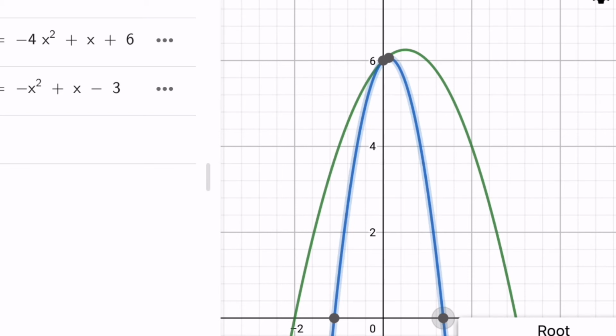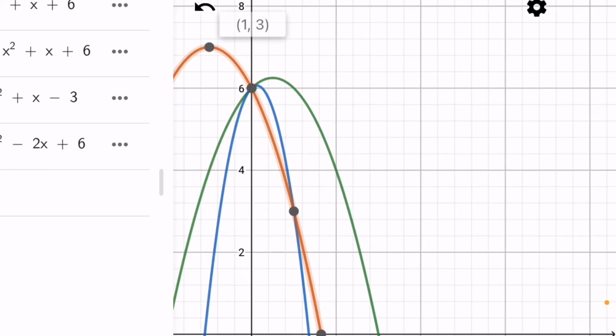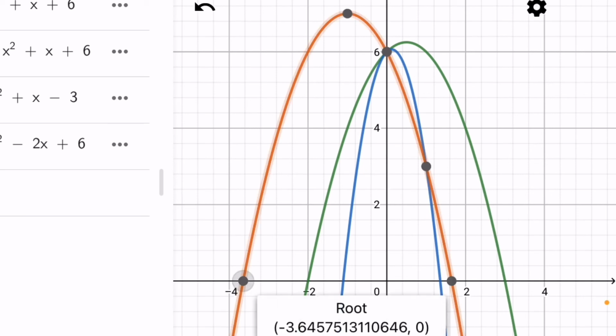What if we change b? Now if I change b, which is originally 1, b is the coefficient of x, the number that multiplies x. If I change it to -2, what will happen to the graph? Let's have a look. The curve looks like this. Okay, let me shift to the other side first. It looks like the roots become -3.64575 and the other one becomes 1.645.